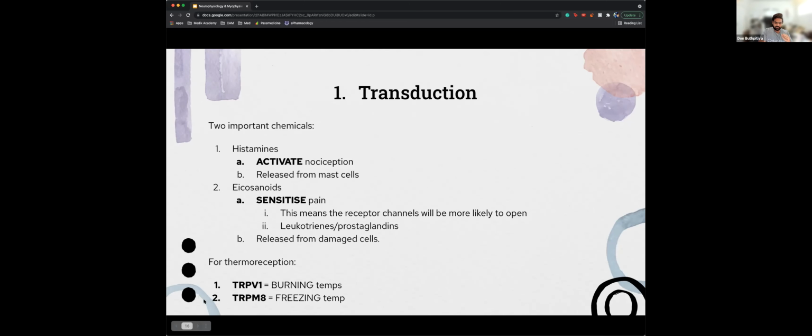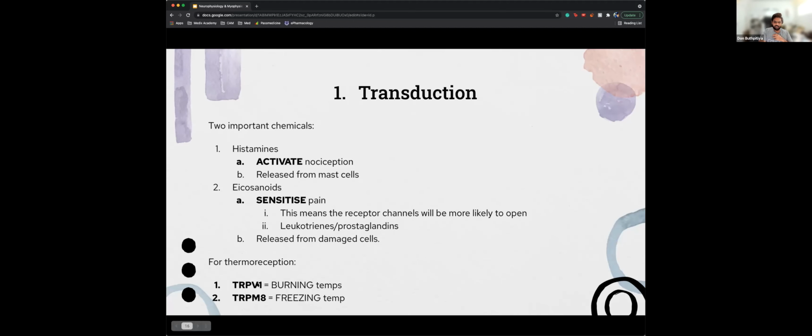Now, probably this bottom part about thermoreception, I don't know if Raman and Bibi can add to this, but I remember it was mentioned in the lecture, but it's probably pretty low yield.